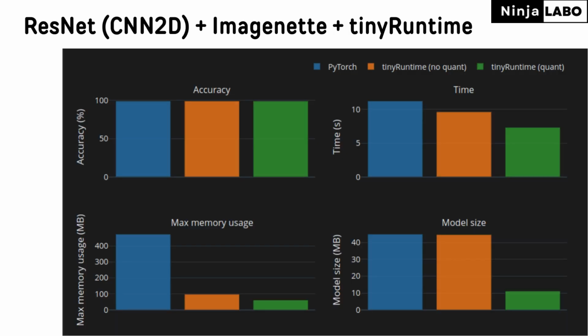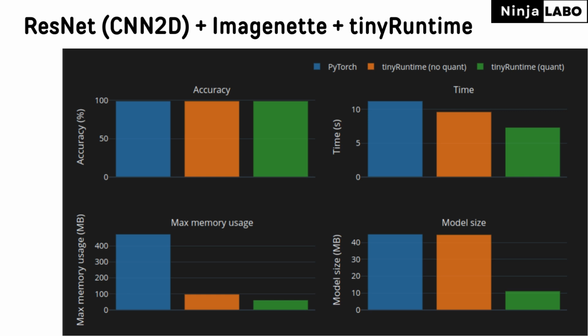Here's one example of model compression for a normal deep neural network. We compressed the ResNet-18 object detection model with the ImageNet dataset. Additionally, we developed our own custom DNN runtime in C from scratch, called Tiny Runtime, without needing a Python environment at all.